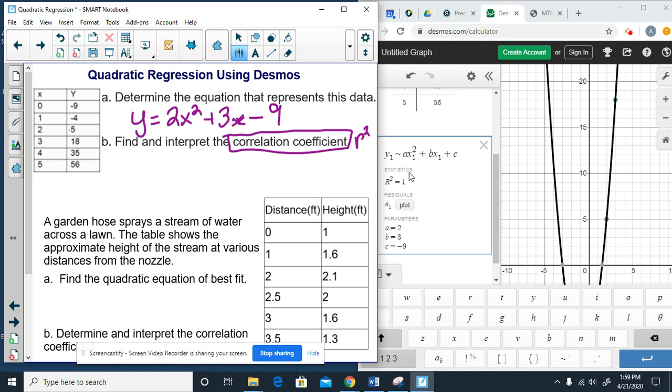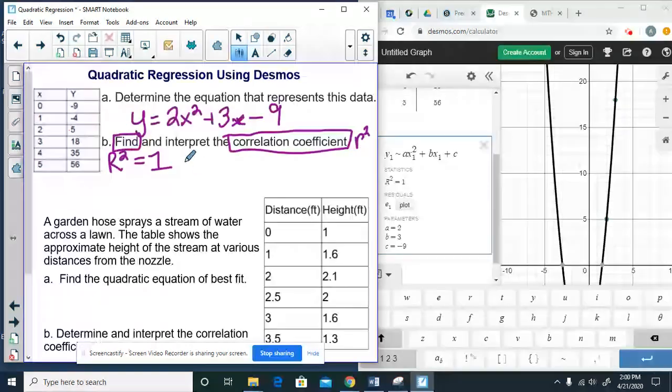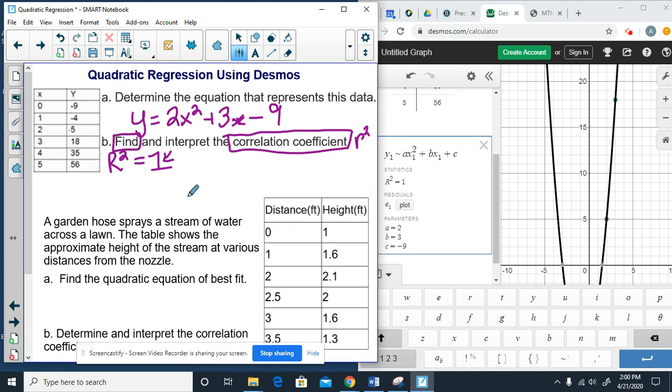So here our correlation coefficient is 1. So this is highly accurate. These points are actually all in the same parabola. So the correlation coefficient, the r squared, is 1. So that is our find part. We're doing both. Find, we found it. And then we are also asked to interpret. So that is a second part that we're going to have to do when we have that direction.